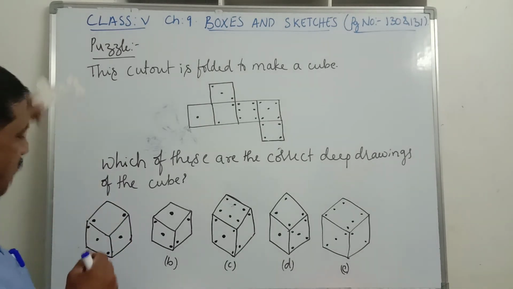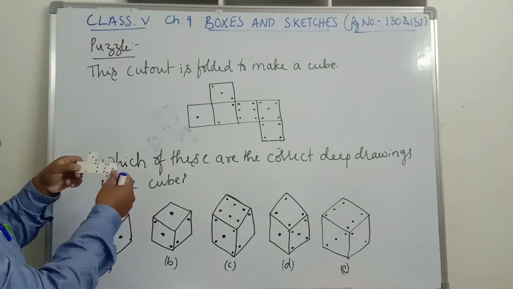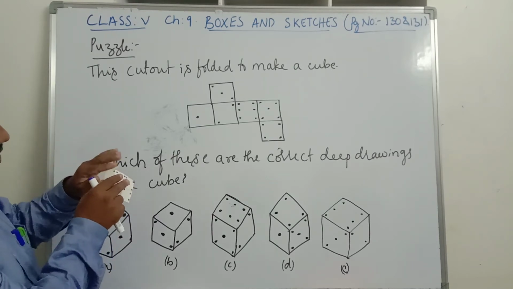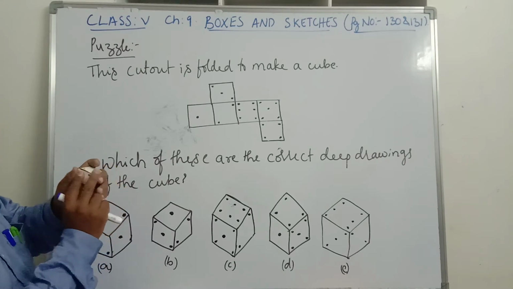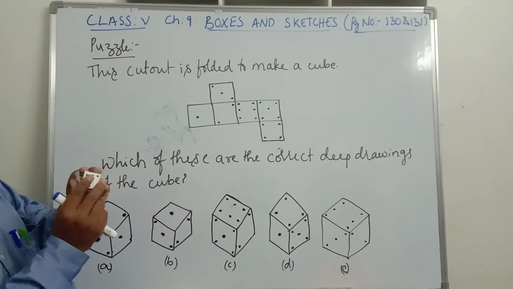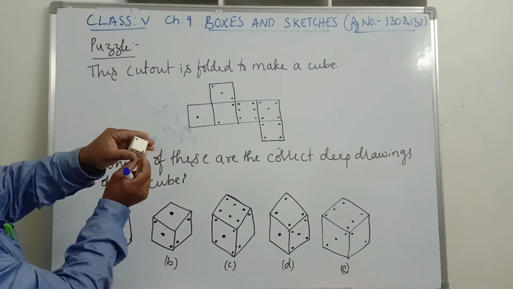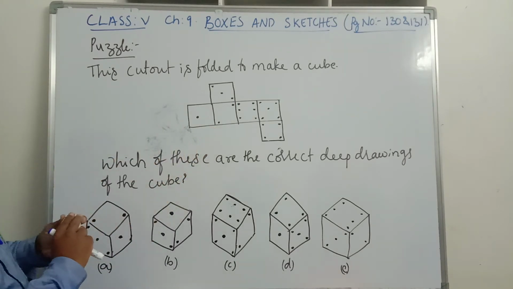For that, see, on the top surface 2 dots are there. Try to fold this with 2 dots on the top surface. You see here, now this is a cube, a cube with 2 dots on the top surface. Now we compare with this.